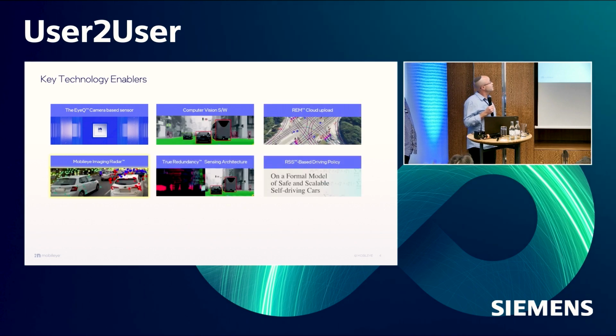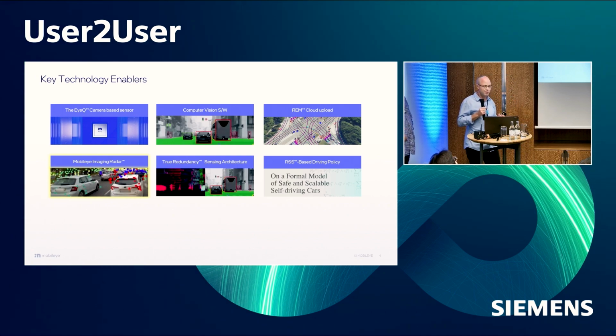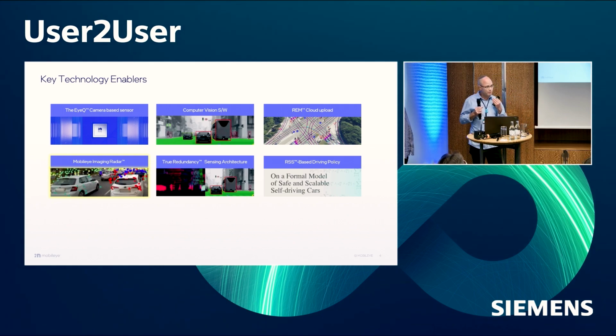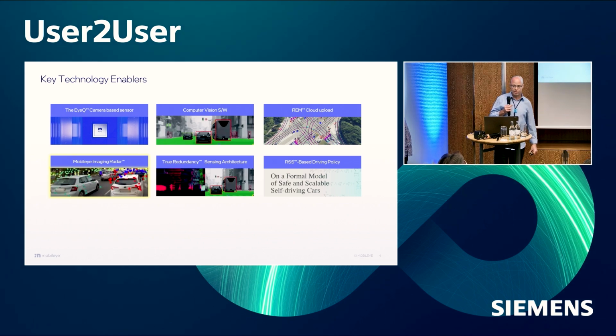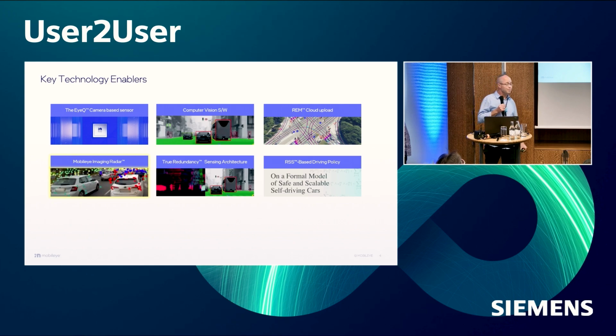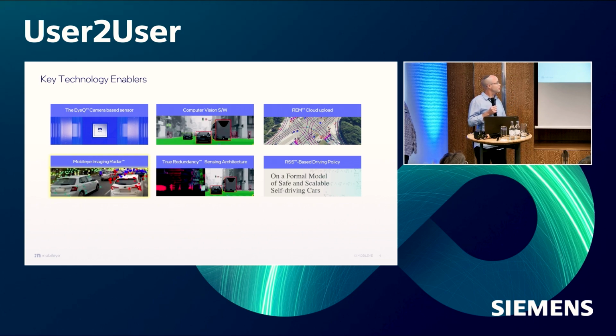In terms of technology, we can divide our technology into 4 main pillars. First and foremost is the camera-based sensor and computer vision software, along with the new addition of cloud upload, which gives our vehicles the wisdom of the crowds by uploading real-time, worldwide roadside information from all of our vehicles around the world.